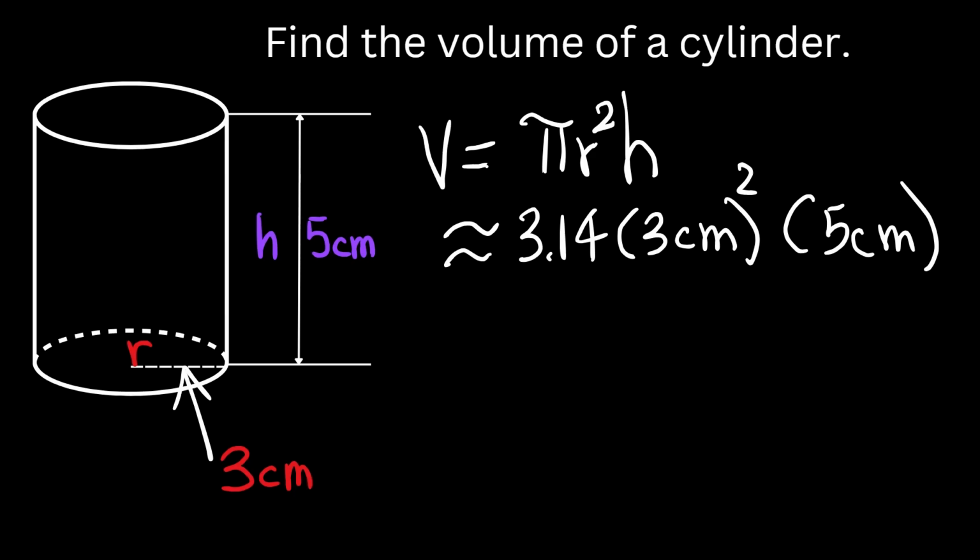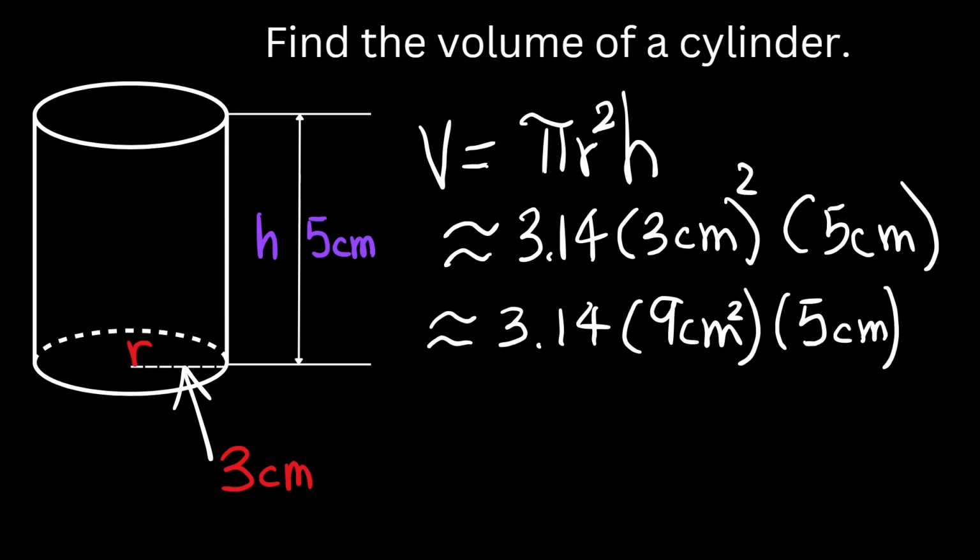So the radius is 3 centimeters squared and the height is 5 centimeters. Now, let's work on the radius because we need to multiply 3 centimeters by itself 2 times. So that will give you 3.14. We keep the same pi, but the radius now is 9 square centimeters. Now, the best thing to do next is to multiply 9 square centimeters times 5 centimeters.